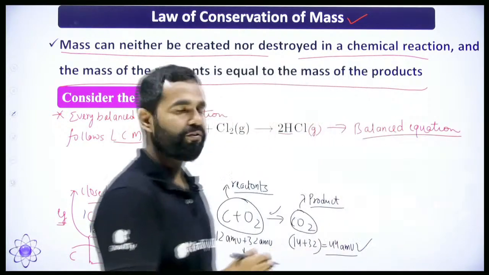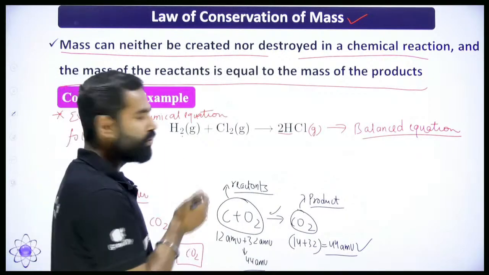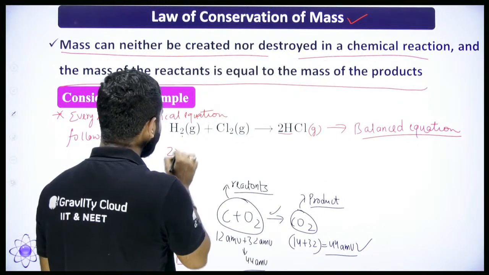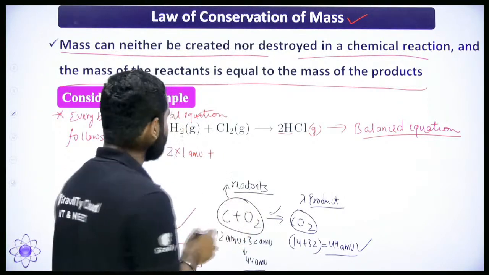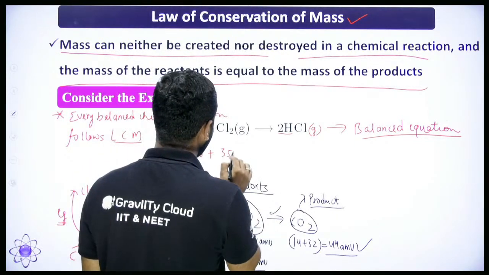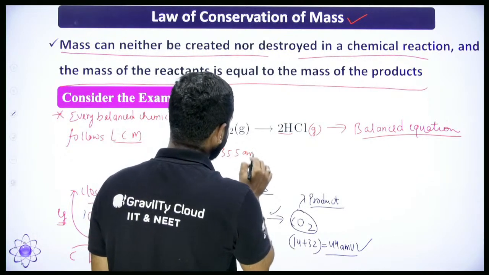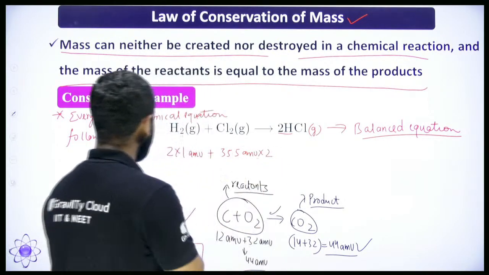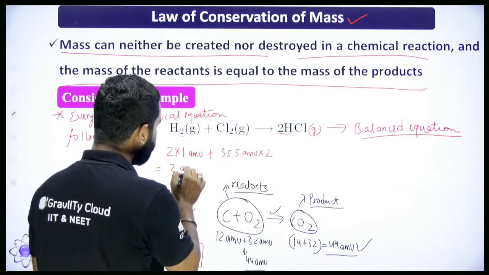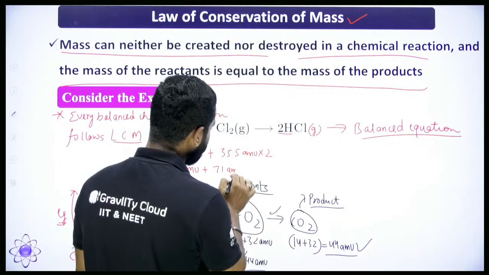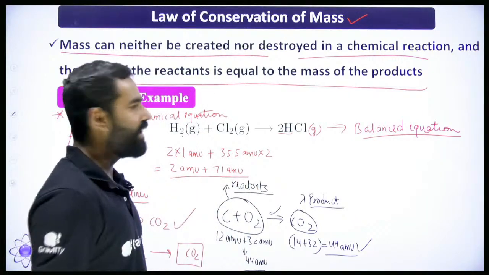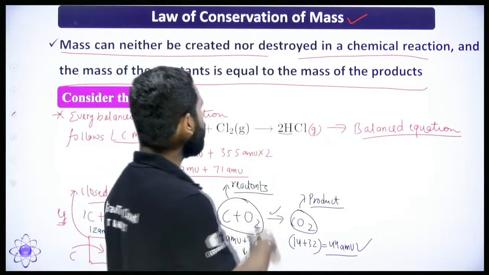Now in this balanced equation, if you see H2 is what? Means 2 into 1 AMU plus chlorine. 1 chlorine atom has mass 35.5 AMU. So 35.5 AMU into 2. This is equal to 2 AMU plus how much it is? 71 AMU. Right? It gives HCl, 2 molecules of HCl.